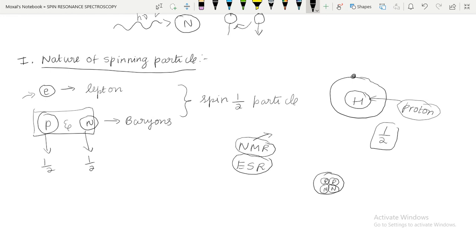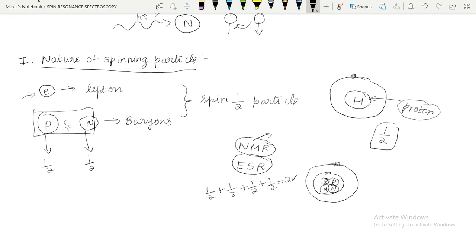So what might be the overall spin of this particle? It can be anything, right? So you might imagine it like this: half plus half plus half plus half. Correct, so we'll get two. This is also possible.